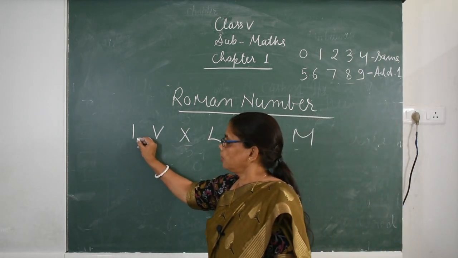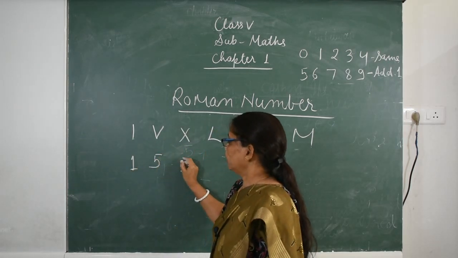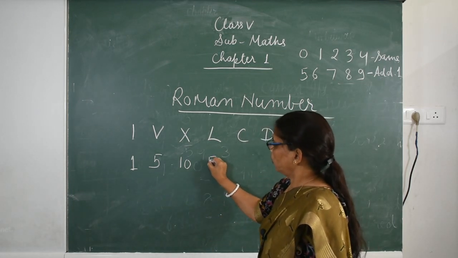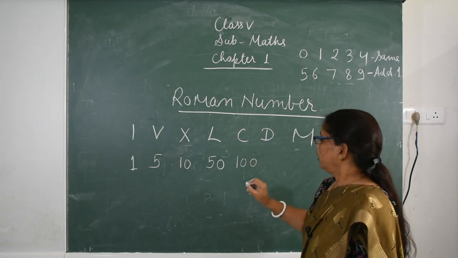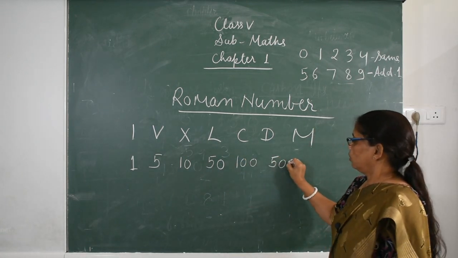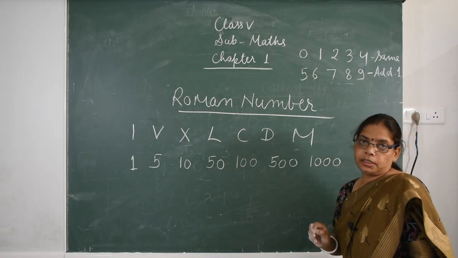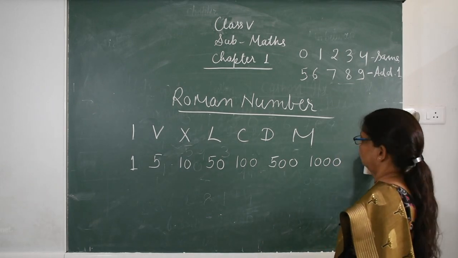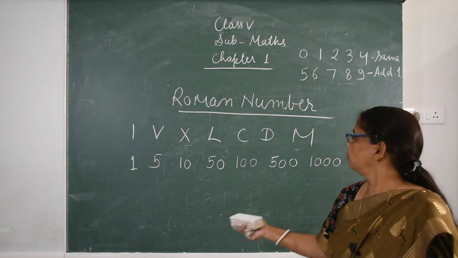So I stands for 1, V stands for 5, X stands for 10, L stands for 50, C stands for 100, D stands for 500 and M stands for 1000. Understand, children? Now we have to follow some rules.